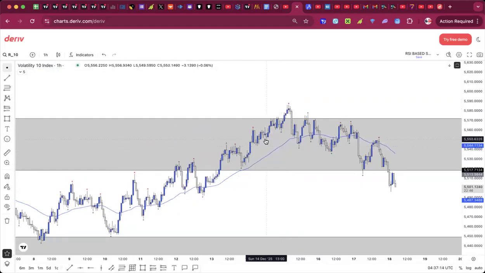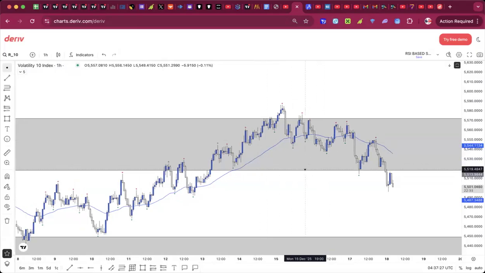Please, the lot sizes of these ones are not as big as Forex, so before you blow your account, some of them are 0.001, like V75.